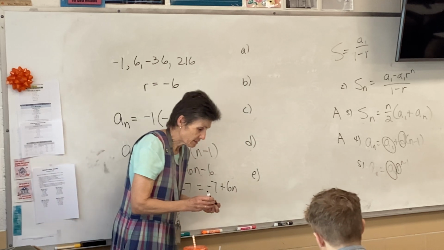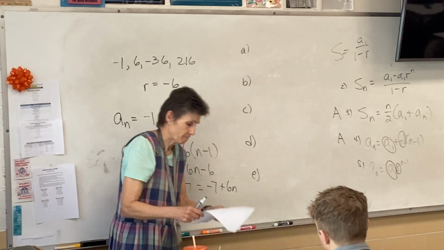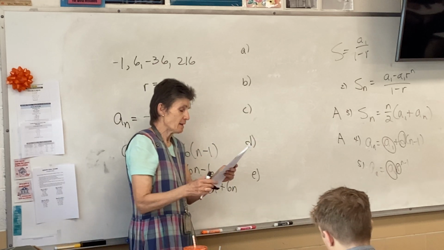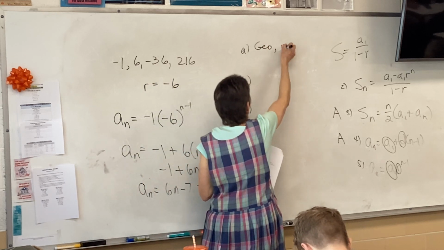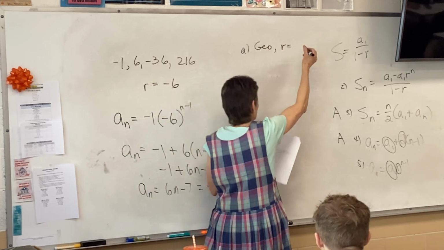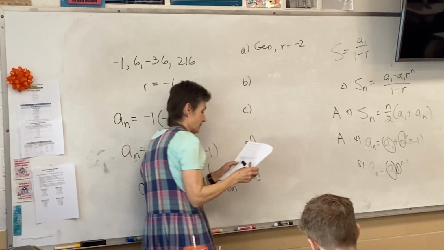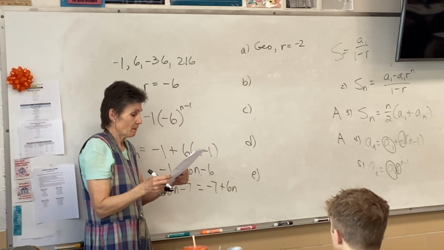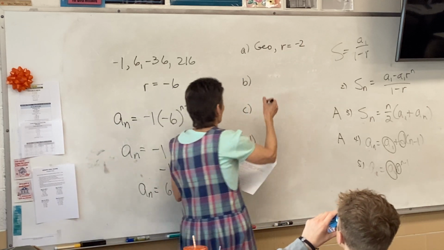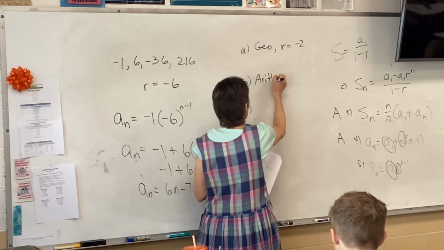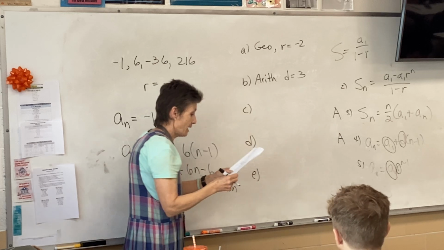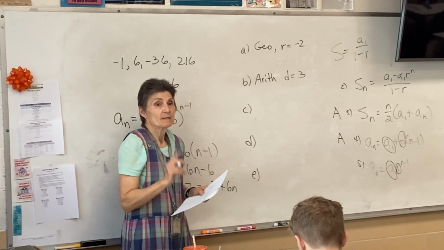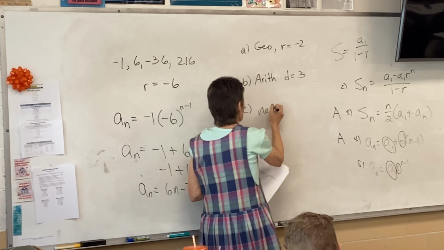All right, my friends. For B, did you get arithmetic? What'd you get for A? Geometric, and what was the ratio? Negative 2. Perfect. Everybody good? All right, what about B? Arithmetic, and the difference was 3? Good. How about C? I said not. Neither, that's right, that's a neither.